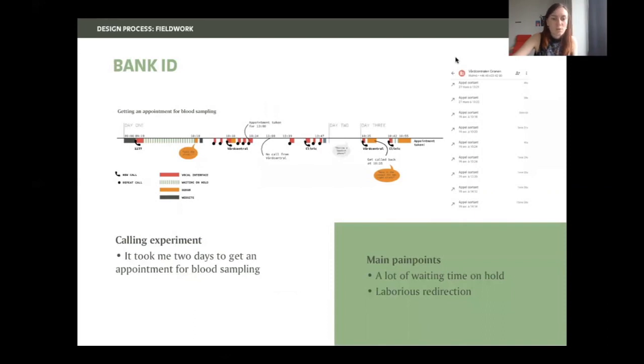In parallel, I was exploring the mobile Bank ID technology. I don't have one, which makes it even easier to explore. So I made two calling experiments. The first one was with public healthcare, and I was trying to get an appointment for blood sampling. It took me 2 days. You can see here that I mapped the experiment. It was a lot of waiting on hold, but for the most part I was being redirected between different numbers and services all the time.